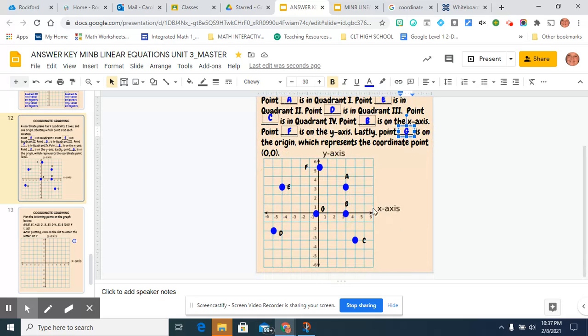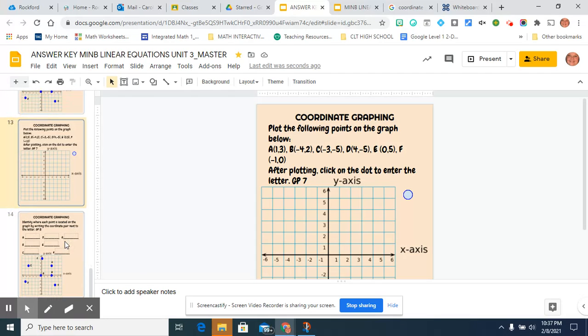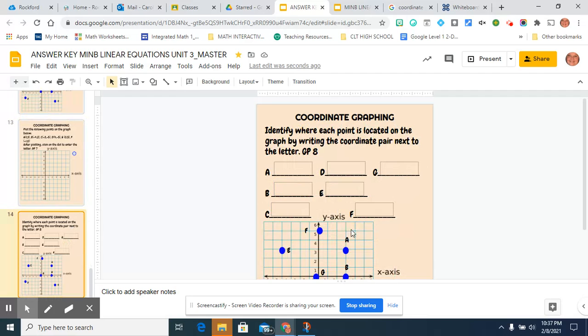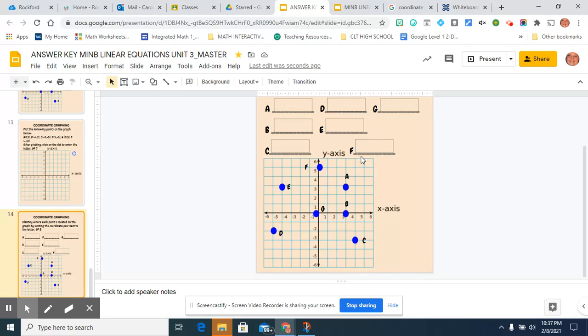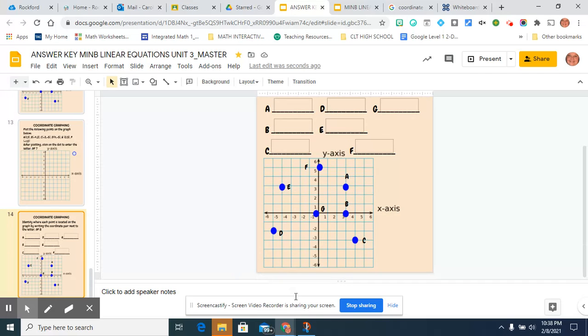So those are just the reminders about coordinate graphing. You have an assignment to do 2 GPs. One is plot the following points on the graph below. So you're given these points and you need to plot them on the graph below using these dots. And once you place them, click inside the dot and write which letter of the point you're representing. On 14, you're going to go back to the graph that we just had, and you're going to write the coordinate pair for each one of these points on the graph. So you're going to have to put them in coordinate pair form, which is with parentheses and a comma in between. And that's your assignment or review of coordinate graphing.